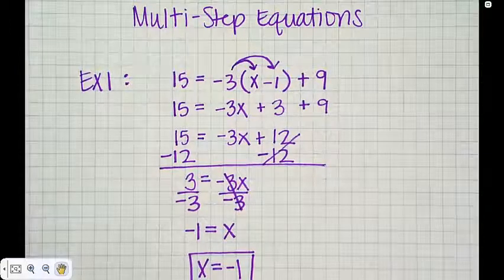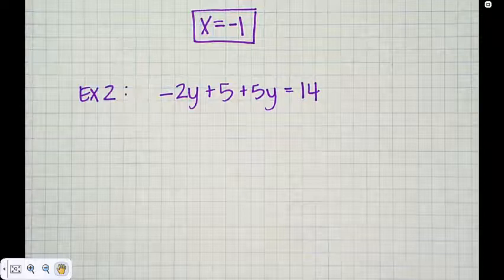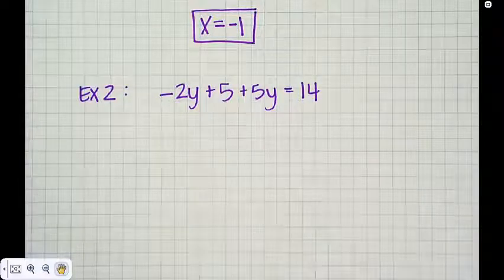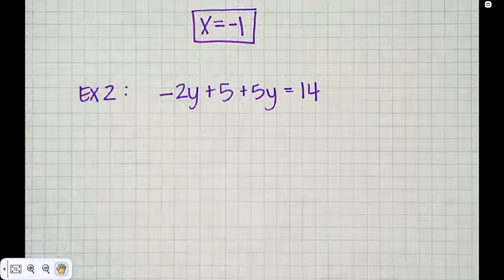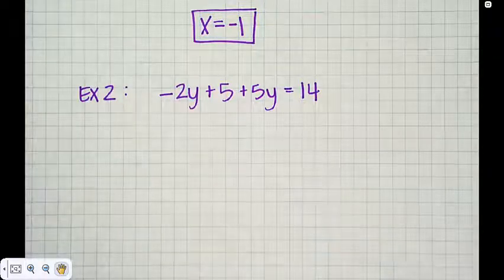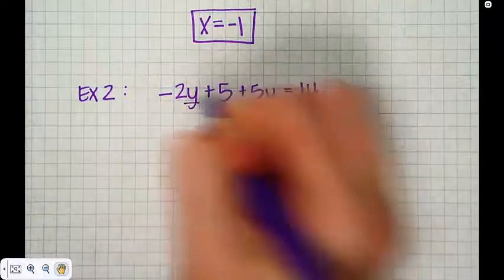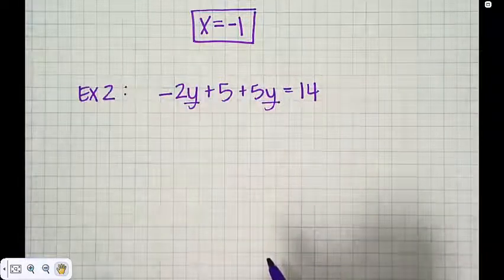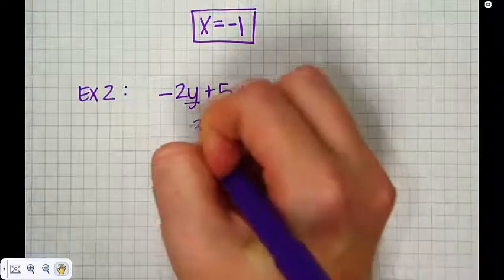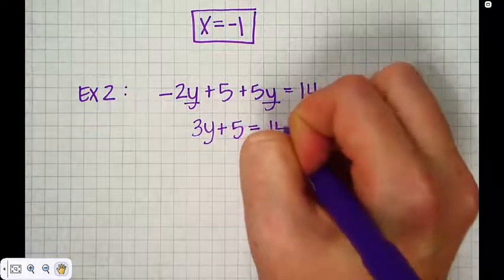Now let's look at example 2. Example 2 says negative 2y plus 5 plus 5y is equal to 14. So we're going to go through our same steps that we did in example 1. The first step was, are there any grouping symbols? Do we have any parentheses? And in this case, we do not. Now we're going to look at each side of the equation, and are there like terms on the left side of the equation? And there are. We have a y here and we have a y here. So we're going to combine those like terms. So negative 2y plus 5y gives us 3y. We're going to bring down the plus 5, and it's equal to 14.